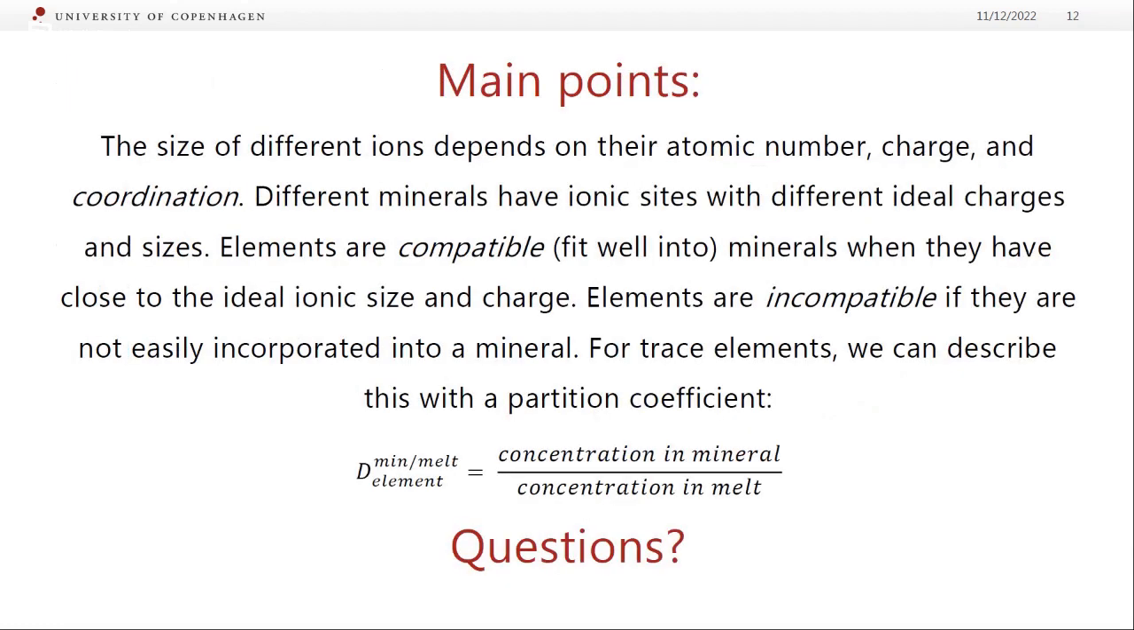All right. So yeah, size of different ions, it depends on the atomic number, charge, and coordination. So how many different ions they're touching. Different minerals have ionic sites with different ideal charges and sizes. Some elements are compatible in a mineral if they are close to that ideal size and charge, and they would be incompatible if they don't easily fit into any of the sites in the mineral. And for trace elements, we can describe this with this partition coefficient. Does anyone have any questions about that? Okay.